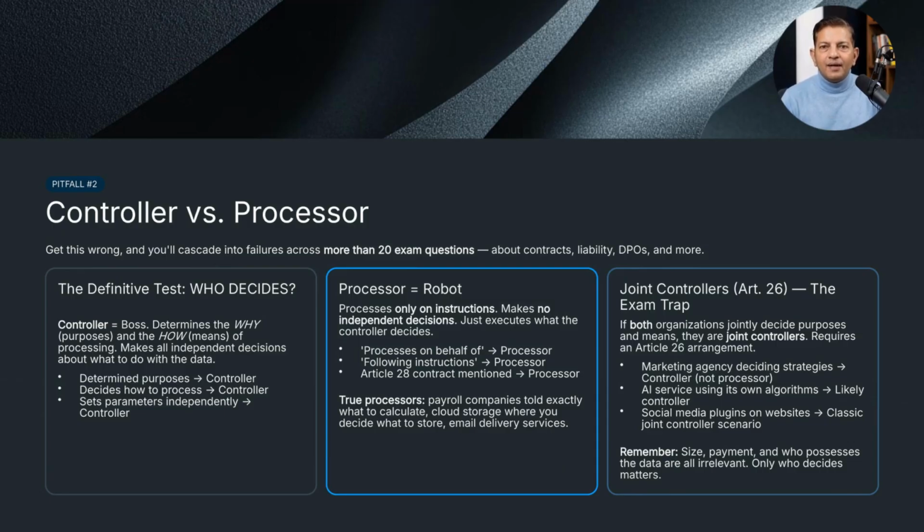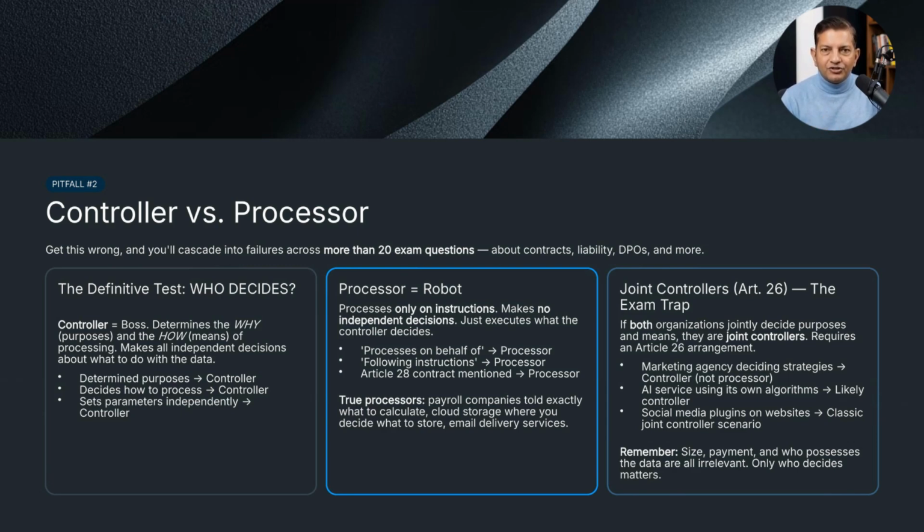Let's look at real examples. True processors: a payroll company that you tell exactly what to calculate, they just process the numbers you give them. Cloud storage, where you decide what files to store and they just store them. Email service, where you decide what messages to send and they just deliver them. Now, who are not processors? A marketing agency that decides strategies, they're making independent decisions, they're a controller. An analytics company that decides what insights to generate, controller. An AI service that determines how to process your data, likely a controller. See the difference? It's not about the service they provide, it's about who makes the decisions.